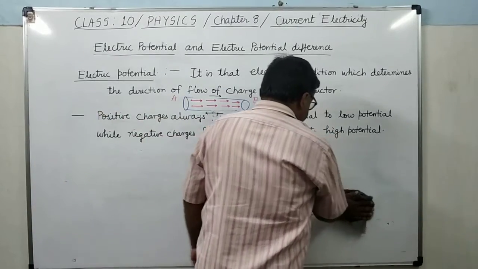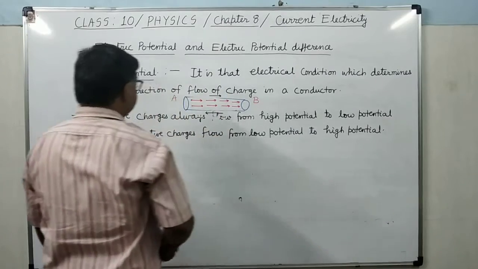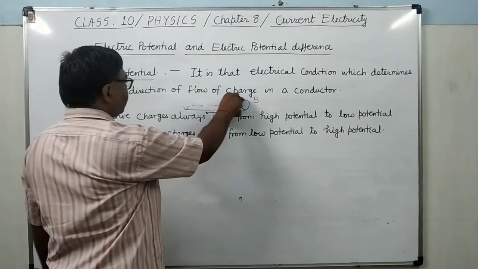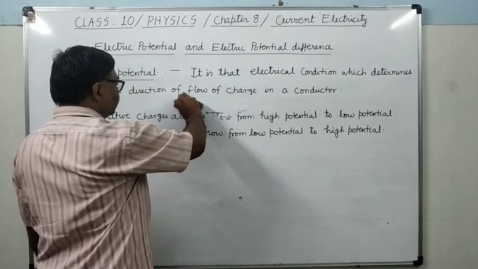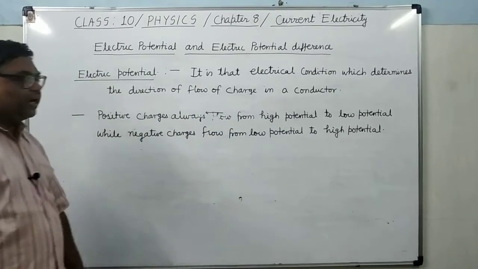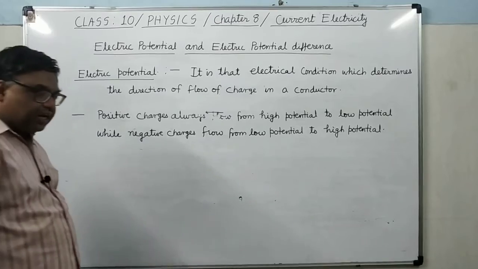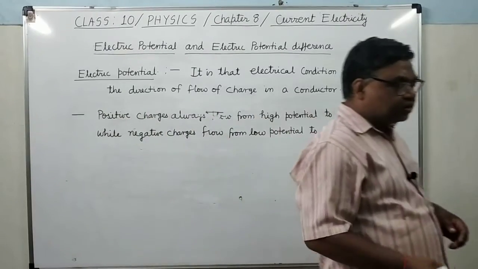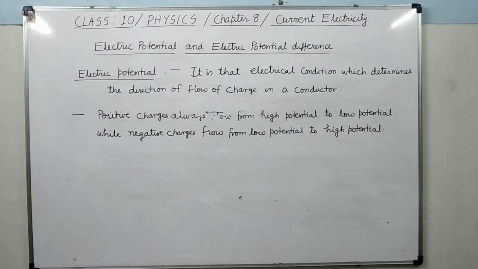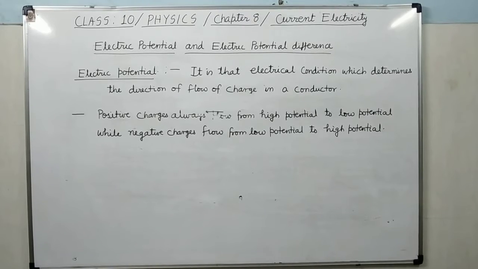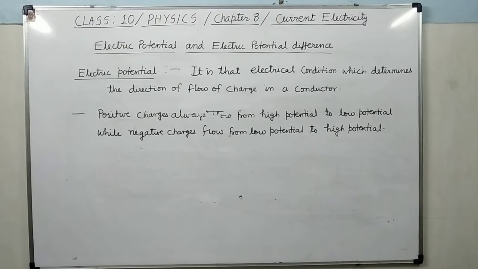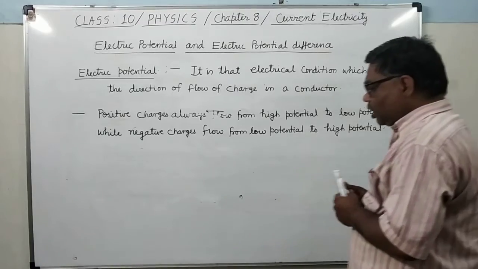So electric potential is that electrical condition which determines the direction of flow of charge in a conductor. It is that electrical quantity which determines the direction of flow of charge in a conductor. Is it clear? Positive charge always flows from high potential to low potential, while the negative charge, meaning electrons, because electrons have the negative charge, will flow from low potential to high potential.